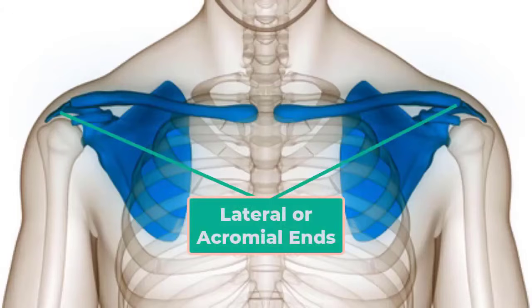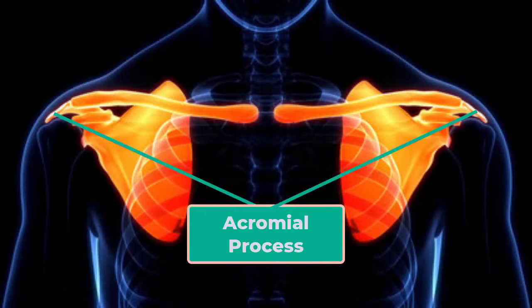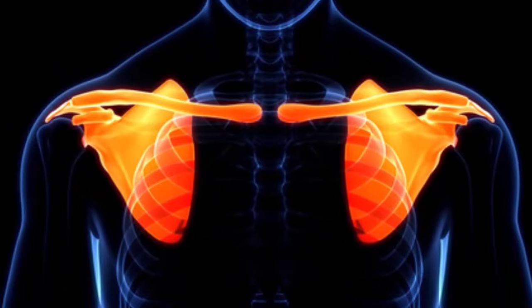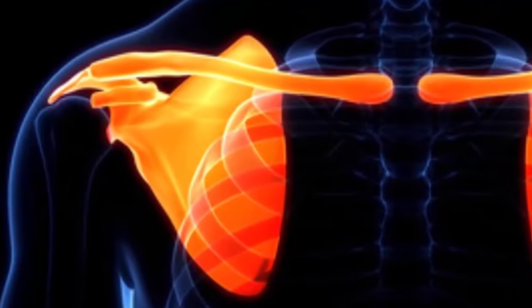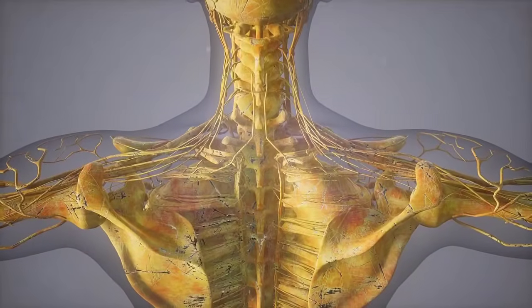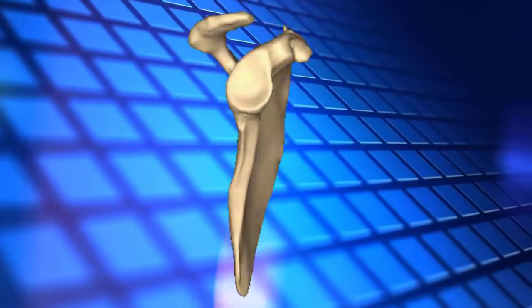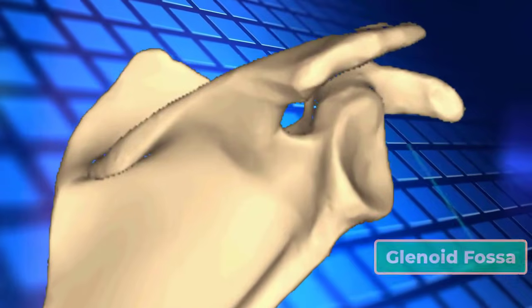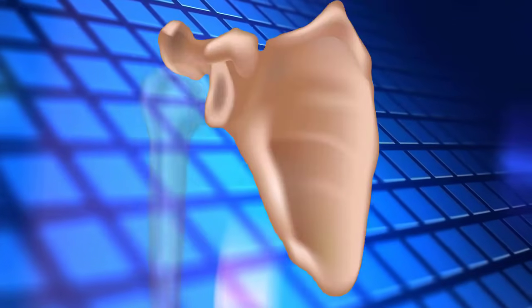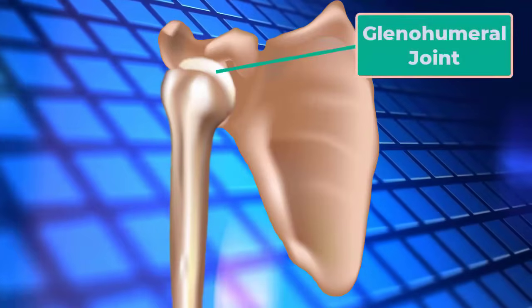The lateral, or acromial, end of the clavicle articulates with the acromion process of the scapula. This is the portion of the scapula that forms the bony tip of the shoulder. The scapula has several important landmarks. Between the superior and lateral borders is the location of the glenoid cavity, or glenoid fossa. This shallow depression articulates with the humerus bone of the arm to form the glenohumeral joint.